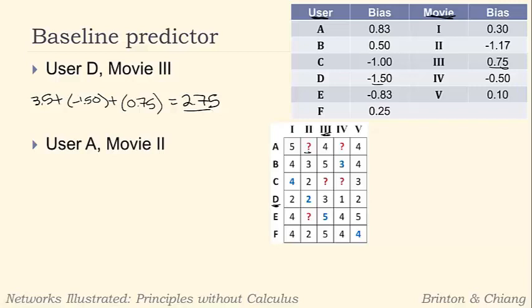Let's try user A, movie 2. So we have A2, and that's a value that we don't already know. For D3, we do have that value. Now we want to try A2 for something that we don't know.